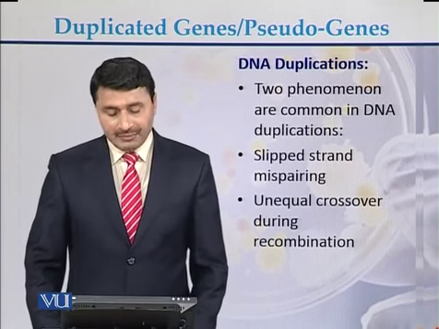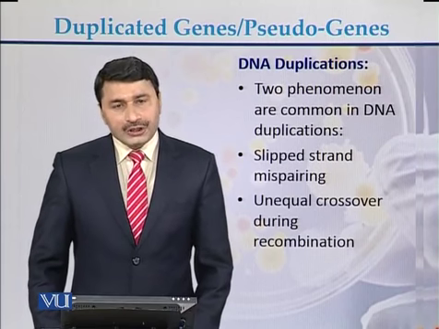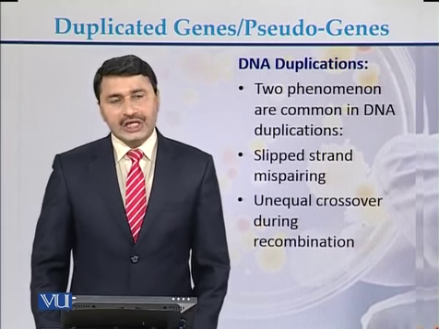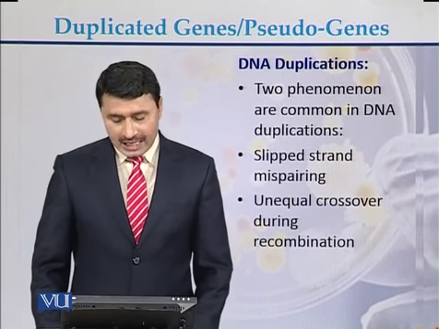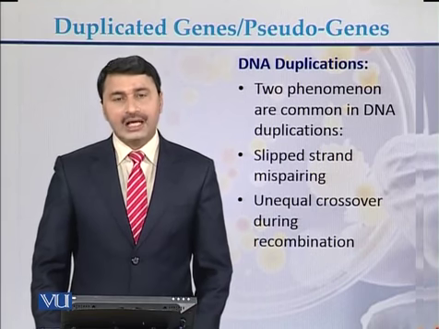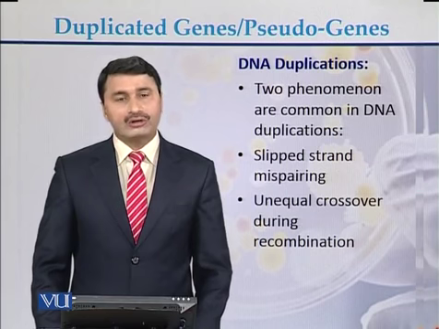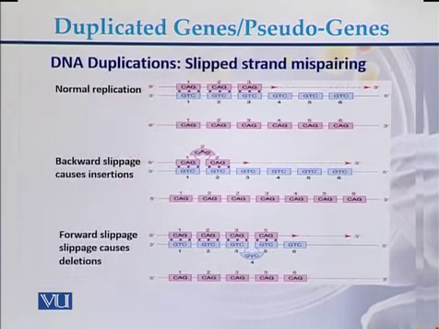Gene duplication. There are two common phenomena which produce DNA duplication or gene duplication. The first phenomenon is called slip-strand mispriming, and the second phenomenon is called unequal crossover during recombination. This is the first phenomenon of how DNA duplications occur. The first phenomenon is slip-strand mispriming.